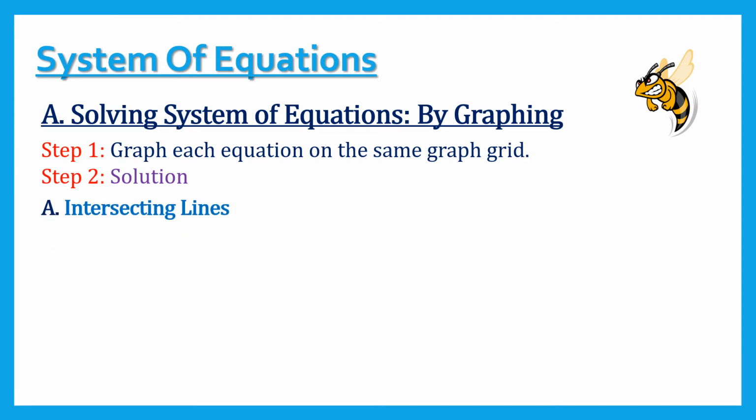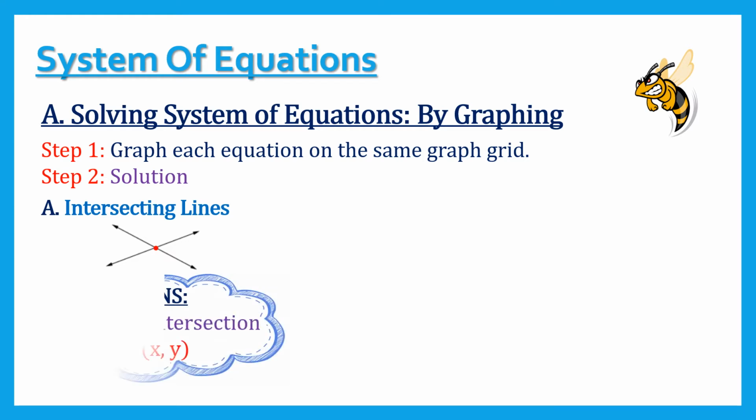The first one is intersecting lines, and the point of intersection is your answer and is written (x, y). Your x value is always first and your y value is always second.